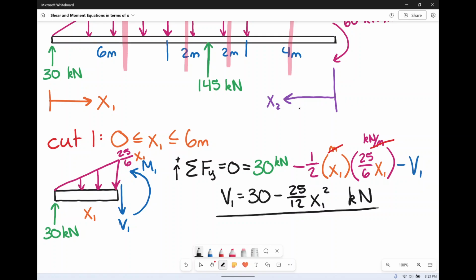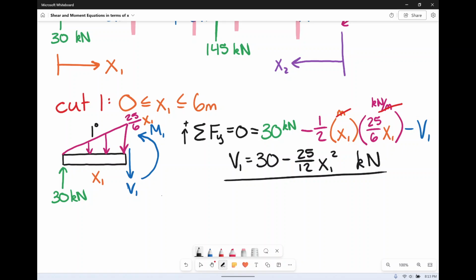It's looking delicious already. Now remember that if the load is a 1 degree, the shear is a 2 degree, and yes, this is in fact a 2 degree polynomial. That is a good thing. That means our moment is going to be a 3 degree. So let's figure out that one. So again, we have some of the moments. Always take it about the cut. That's a really great idea.